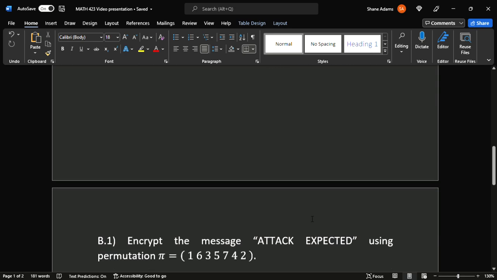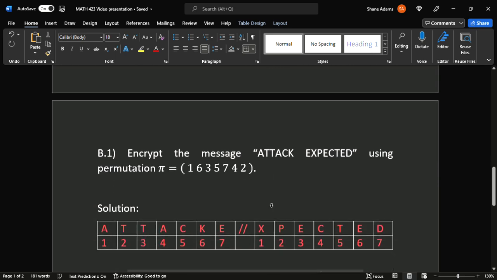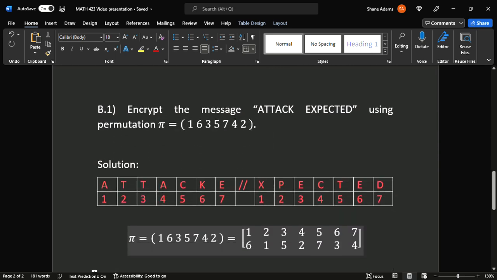The second one we're going to do is we are going to encrypt the message "attack expected" using permutation. And the permutation we're going to use is pi equal to 1635742.